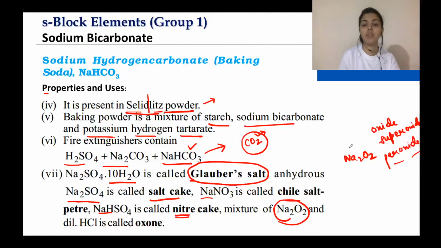Now this is your homework. You have to find out what Na2O2 is. Is it an oxide, superoxide or peroxide? I will ask you this question in the next class. So a mixture of Na2O2 and dilute HCl is called oxone.